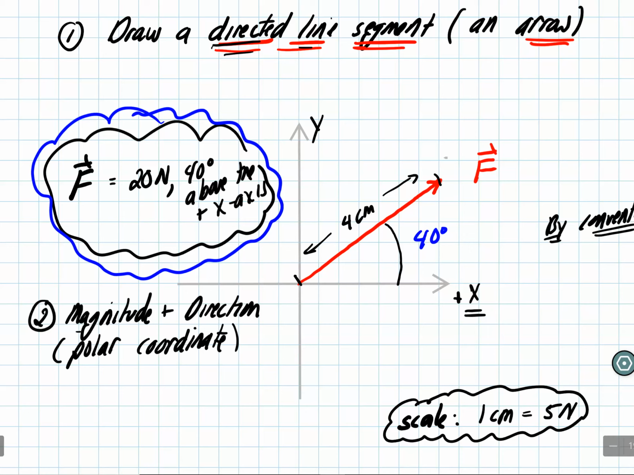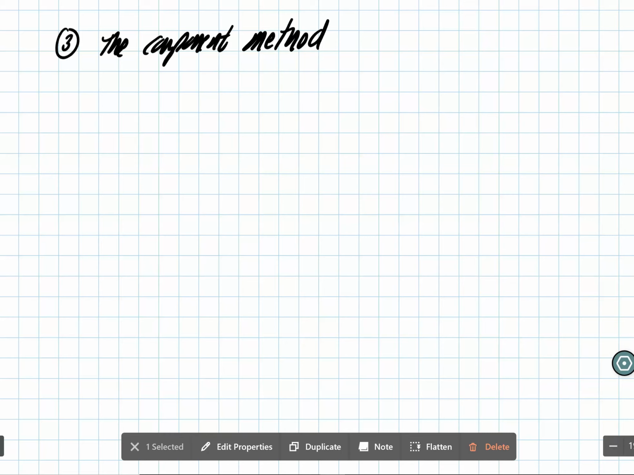A vector has a magnitude and direction, and if I can simply state the size of this vector quantity and its direction relative to some frame of reference, which I have, that's magnitude and direction. So that's this guy right here. The last way to communicate a vector quantity is to state it as the sum of its components. So we're going to say this is going to be the component method.